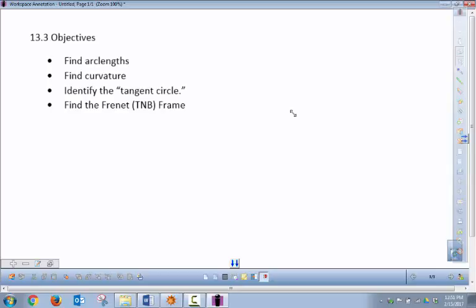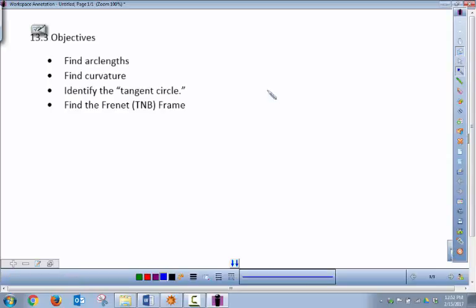And the Frenet frame includes 3 vectors. The idea behind a Frenet frame is that if you're, yes?